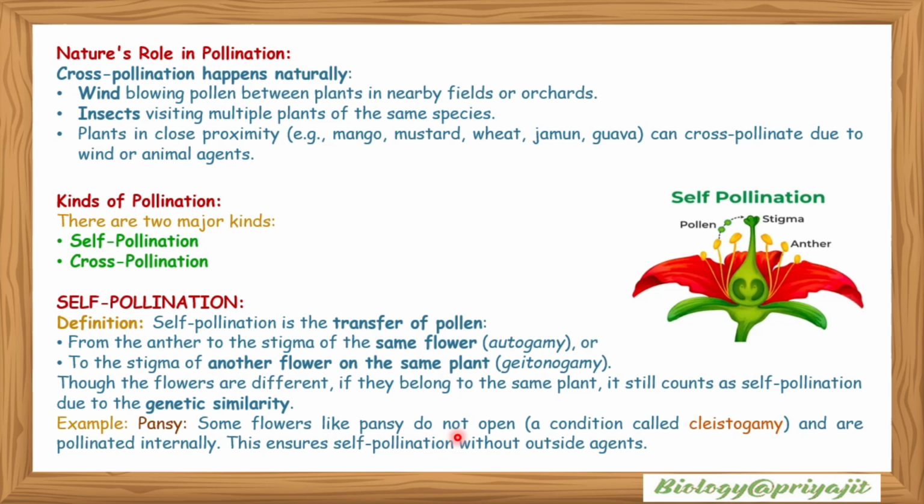Example: pansy. Some flowers like pansy do not open. The condition is called cleistogamy or cleistogamous condition, and they are pollinated internally. This ensures self pollination without outside agents.